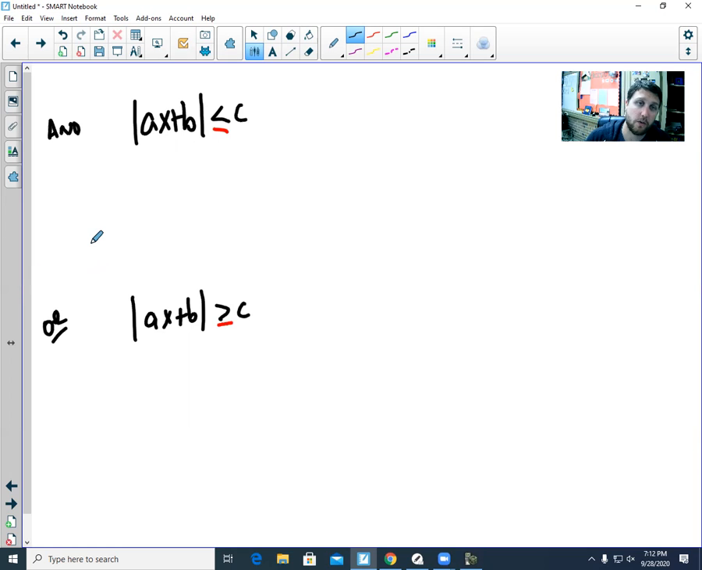Okay, the logical equivalency. The first thing I want to mention is you always get them in the form of absolute value, inequality, everything else on the other side. Absolute value, inequality, everything else on the other side.